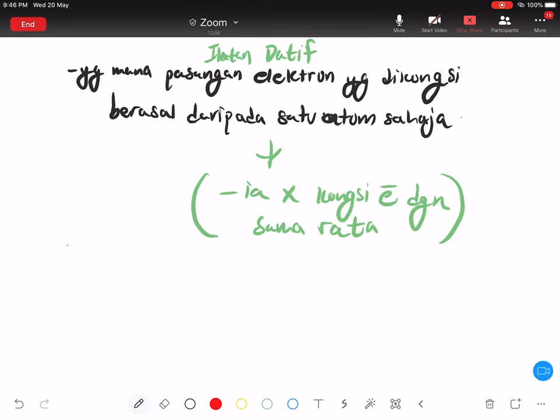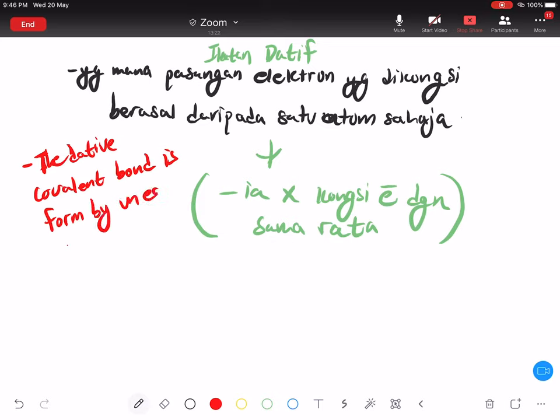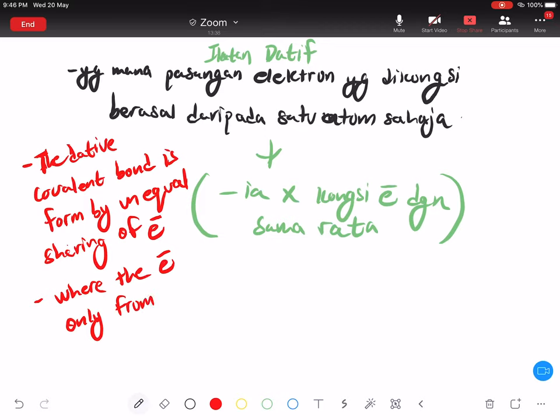Wait, Jeremiah, I will translate one by one. The dative covalent bond is formed by an unequal sharing of electrons, where the electrons come only from a single atom. Hanya daripada satu sahaja. Hanya satu sahaja yang bagi elektron.